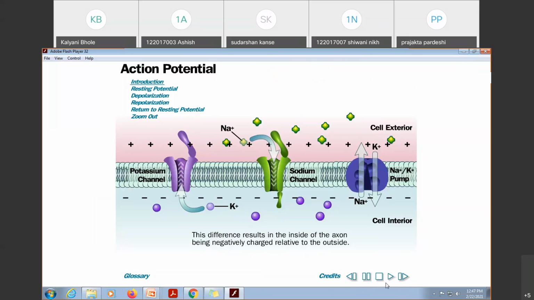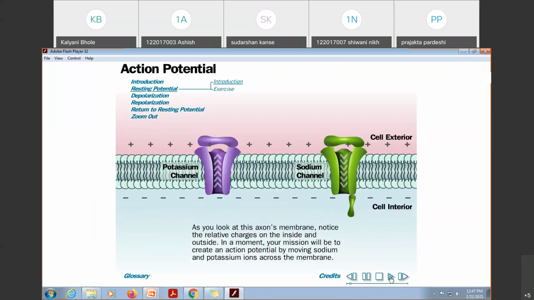Is something missing? Ma'am, resting potential. Resting, oh, you can see. This is the cell layer.